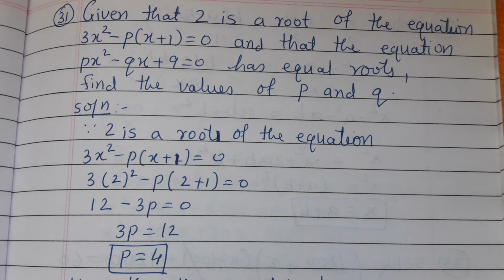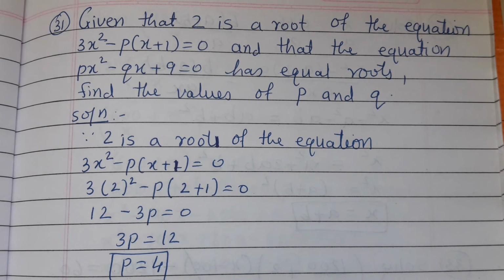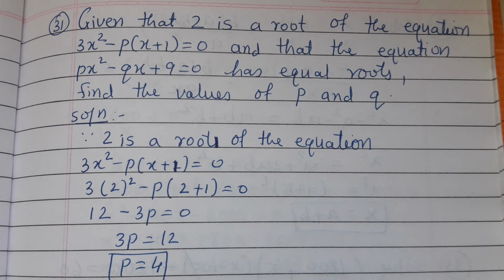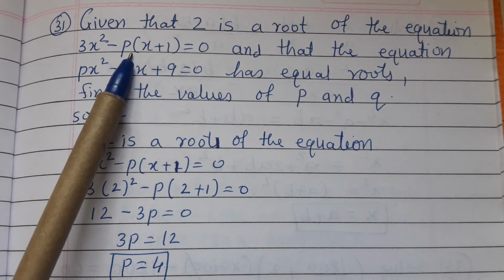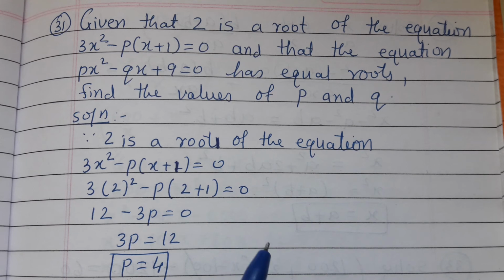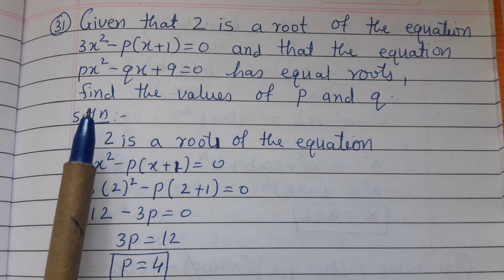Sum number 31. Given that 2 is the root of the equation 3x square minus p into x plus 1 is equal to 0, and that the equation px square minus qx plus 9 is equal to 0 has equal roots. Find the value of p and q. So from the first equation, where x is equal to 2 is the root of the equation, we will substitute the value of 2 and calculate the value of p first. Then we will substitute the value of p in the second equation and calculate the value of q.